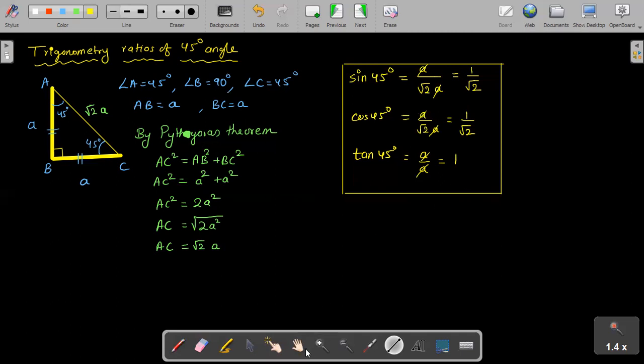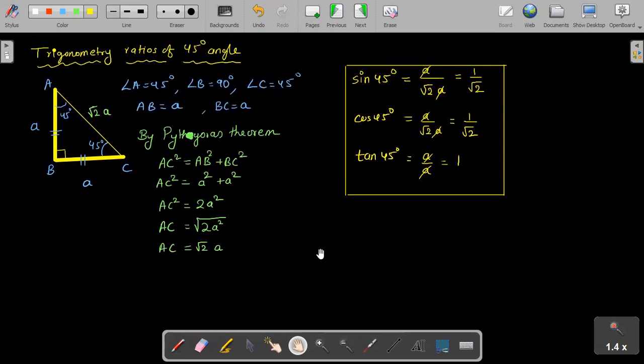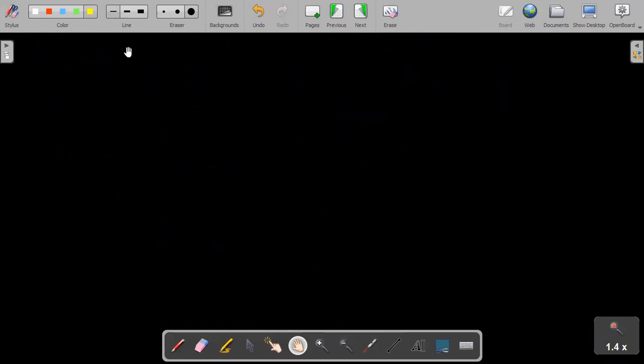Okay. And the next one, we have trigonometric ratios of 0 and 90 degree. This is for 45 degree. This is how we get the values. Any question here? No, ma'am. Okay, let's do this.